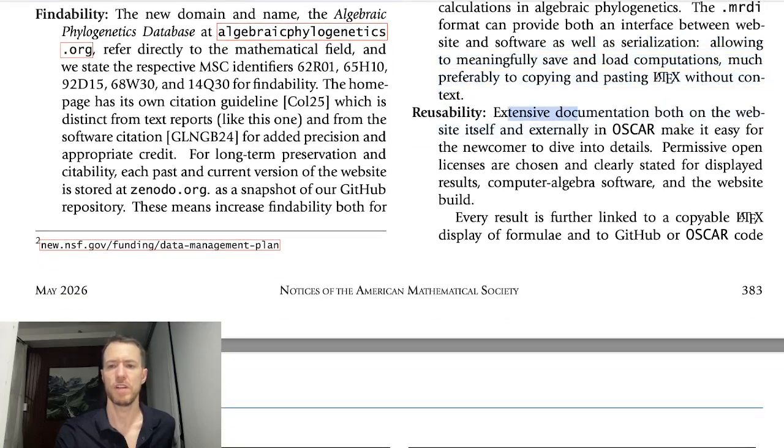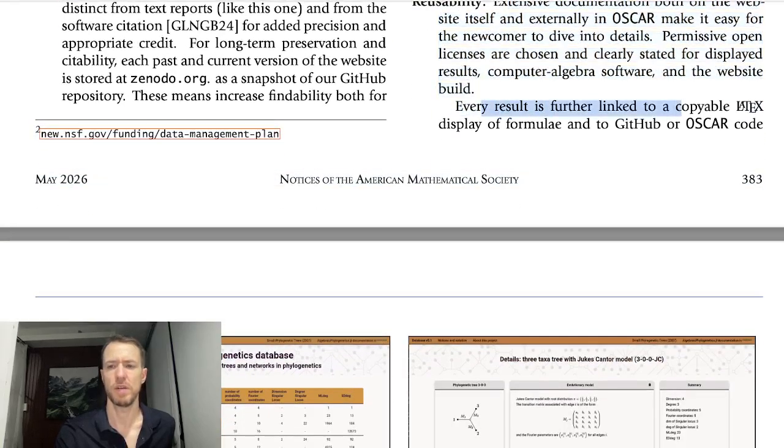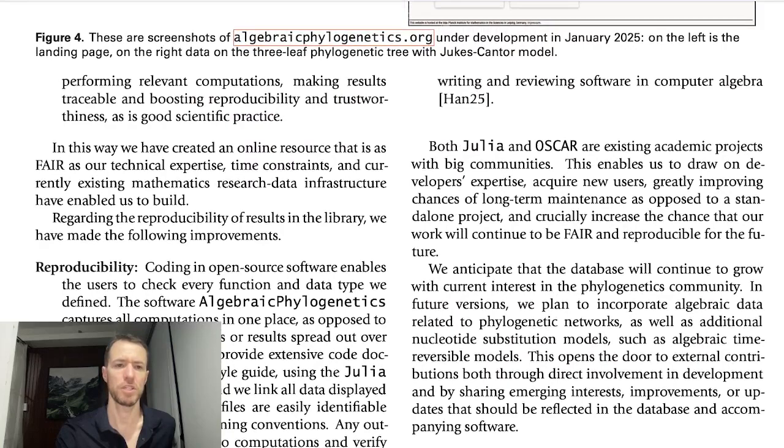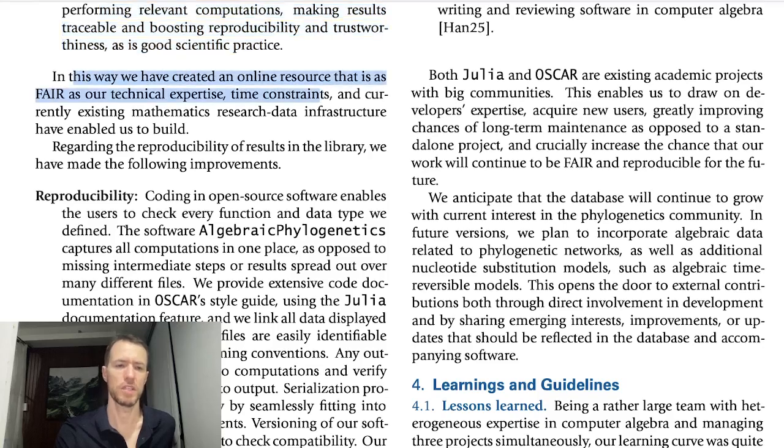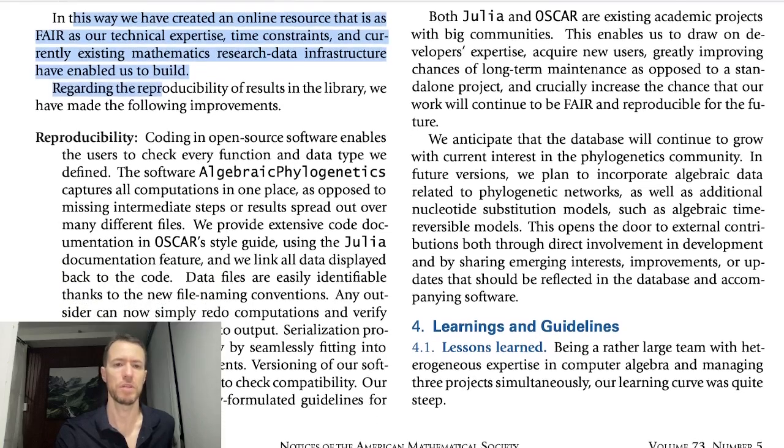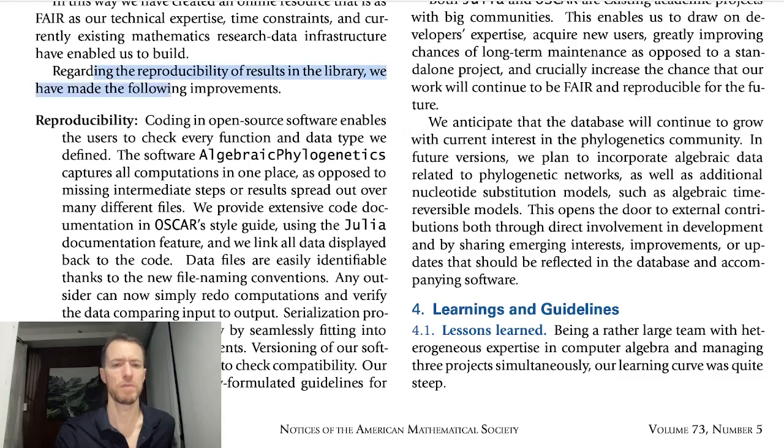Reusability. Extensive documentation both on the website itself and externally in OSCAR make it easy for the newcomer to dive into details. Permissive open licenses are chosen and clearly stated for displayed results, computer algebra software, and the website build. Every result is further linked to a copyable LaTeX display of formulae and to GitHub or OSCAR code, performing relevant computations, making results traceable, and boosting reproducibility and trustworthiness as is good scientific practice. In this way, we have created an online resource that is as FAIR as our technical expertise, time constraints, and currently existing mathematics research data infrastructure have enabled us to build. Regarding the reproducibility of results in the library, we have made the following improvements.